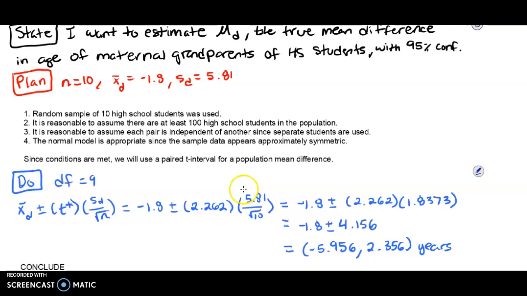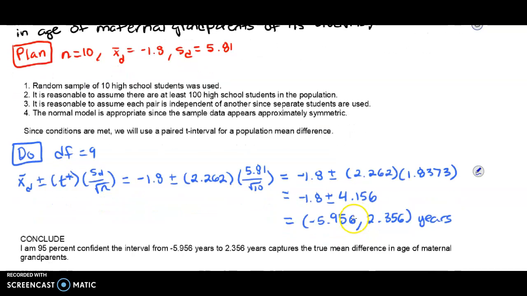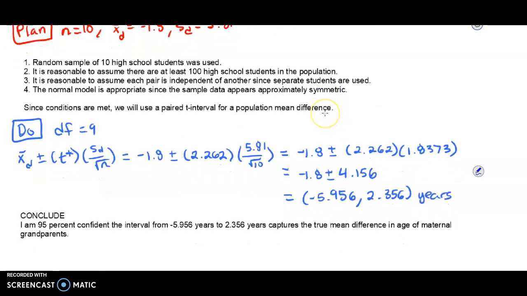So what's going to happen is I will use that critical value in my calculations right here. I've got my average difference, standard deviation of the differences, all of this. I find my standard error. Standard error times critical value gives me my margin of error. And then from there, I compute the interval between negative 5.956 up to 2.356 years, because again, these are averages, these are means. These numbers have units. And in conclusion, I'm about 95% confident the interval from negative 5.956 years to 2.356 years will capture the true mean difference in age of the maternal grandparents of these high school students.